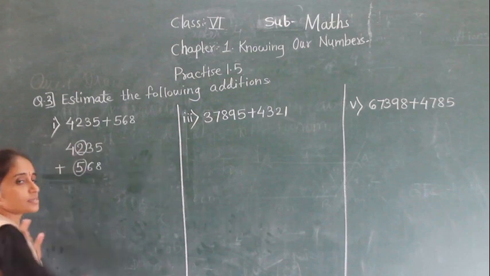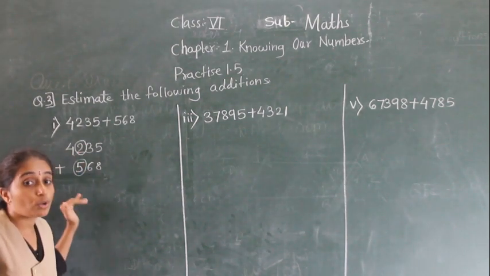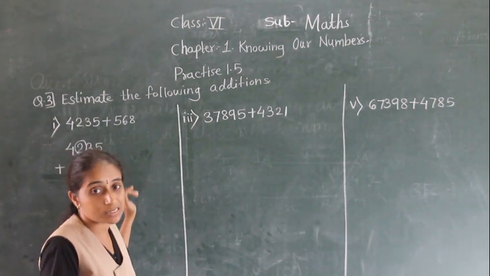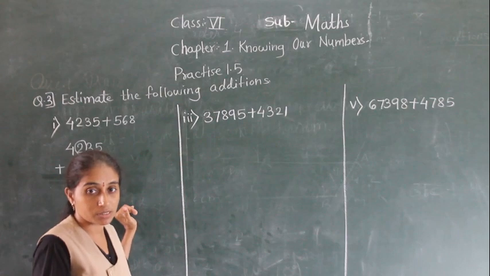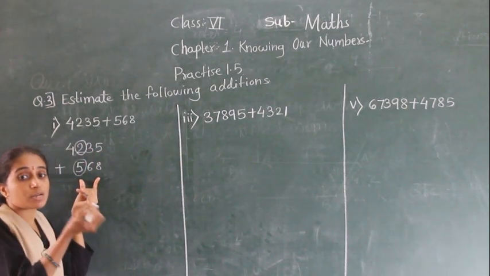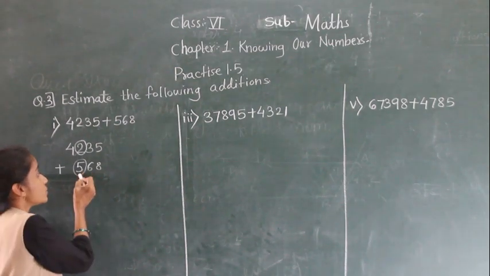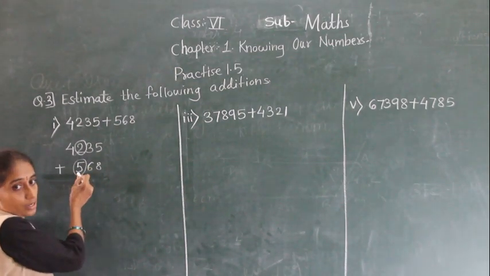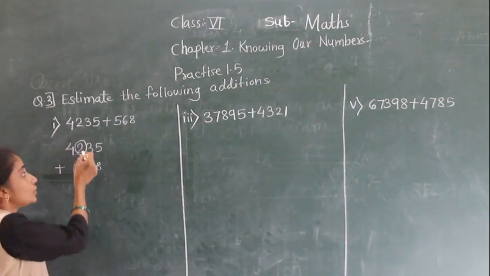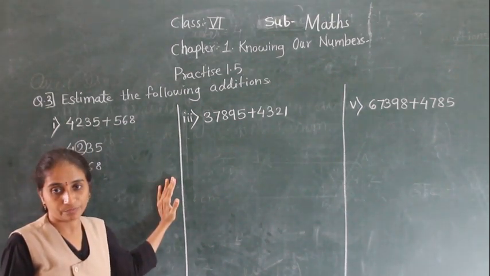Understood, everyone? First, what we are going to do? We are going to see which is the smallest number in both the numbers. So, this number is the smallest. So, the highest place value of this number? Yes, the hundreds place. So, in both the numbers, we are going to round the hundreds place.